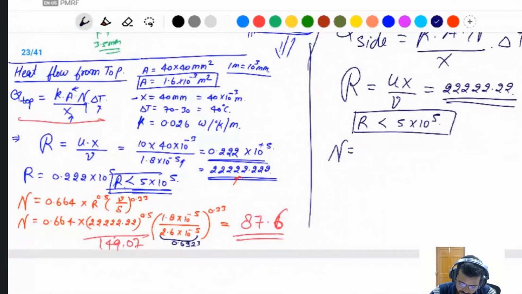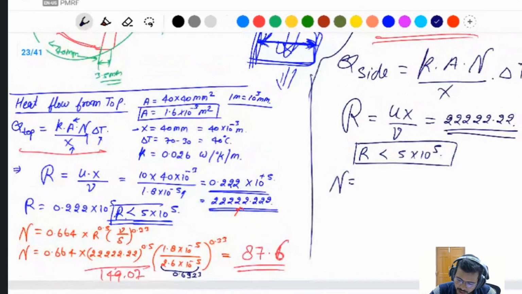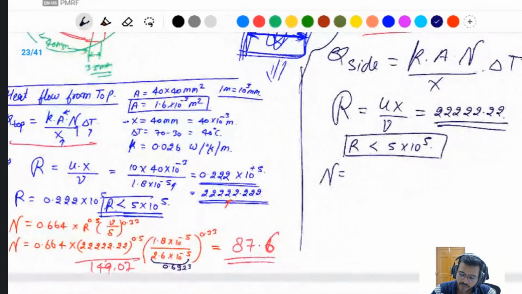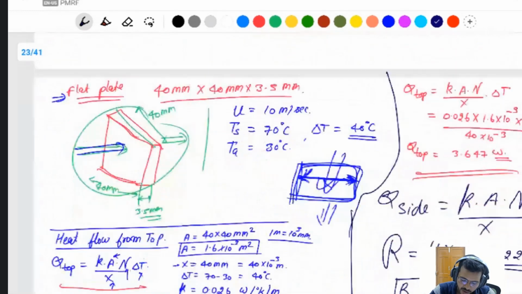Sir, what is n, sir? N is the Nusselt number. You can calculate the power from the Nusselt number. The Nusselt number depends on the Reynolds number, and the Reynolds number depends on the flow of the thermal flow, like heat flow, turbulent or laminar. Then N will also be the same because Reynolds number is less than 5 into 10 power 5. Same formula we can use.